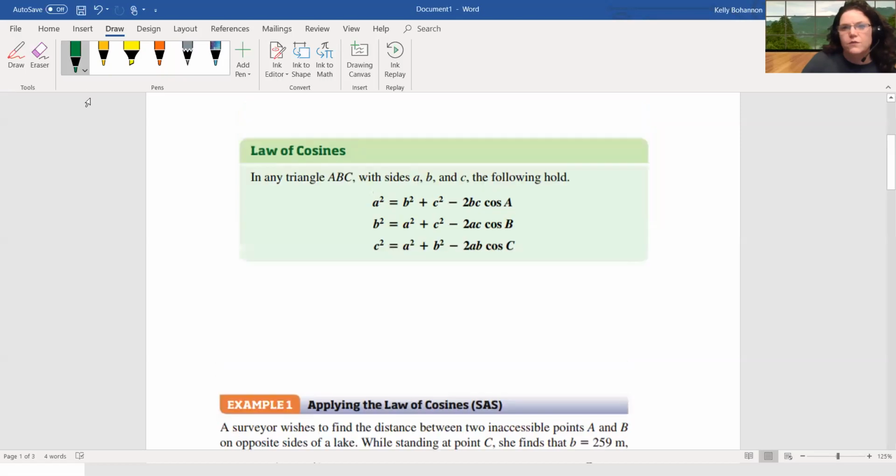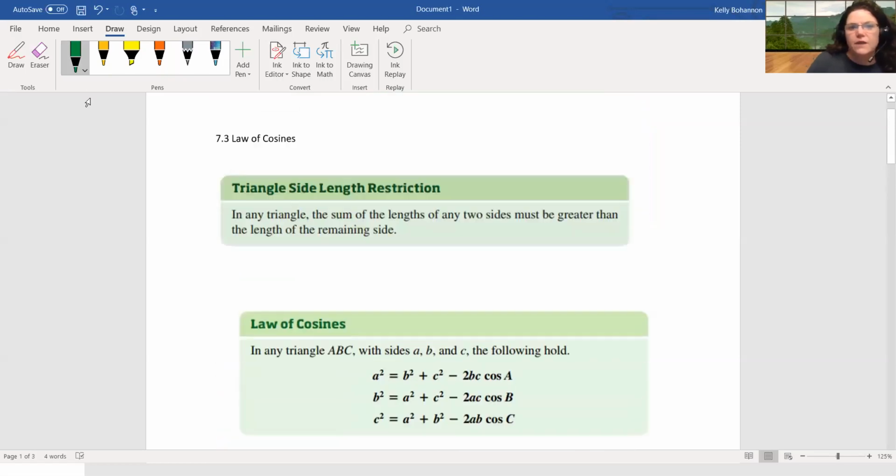Now you'll notice on the notes page, I included one thing, the triangle side length restriction. If you remember back to geometry, it was actually called triangle sum theorem. In any triangle, the sum of the lengths of any two sides has to be greater than the length of the remaining side. The reason that's important, and you'll see in just a minute, is if they've given you the lengths of the sides and this isn't true, then it doesn't make a triangle anyway. So that's just something to keep in mind, that the other two sides have to be greater than the third remaining side always. That's the triangle sum theorem, or triangle side length restriction.